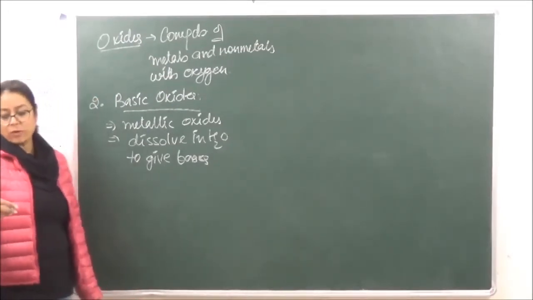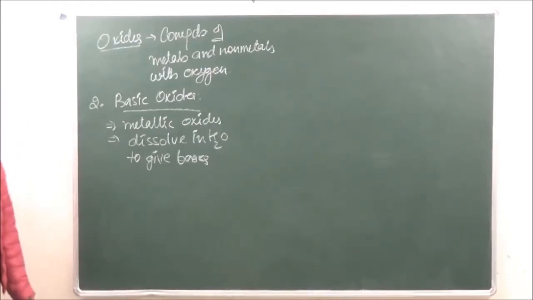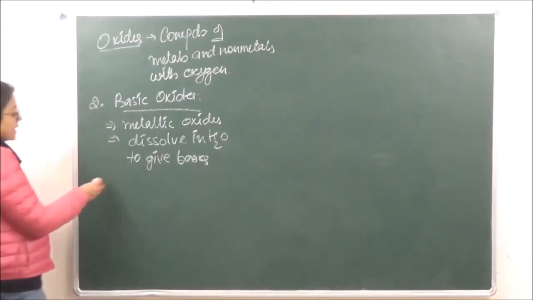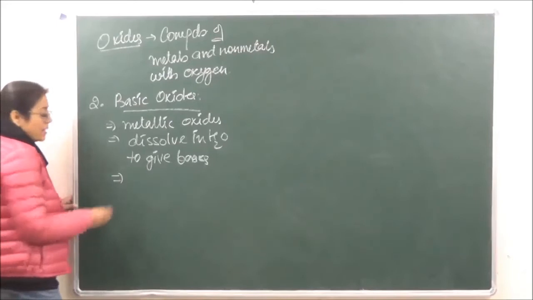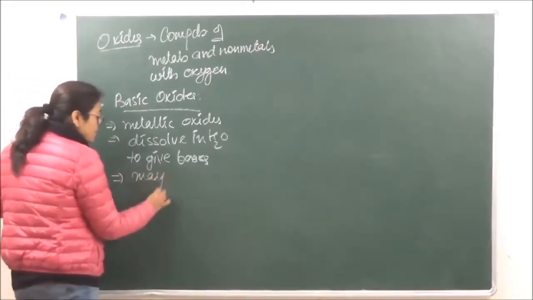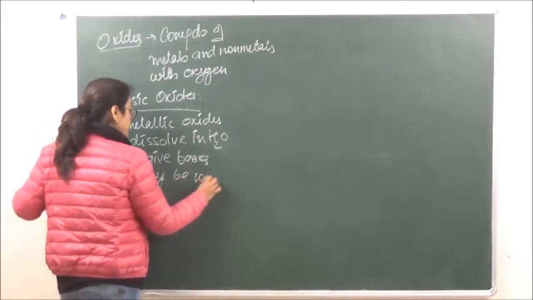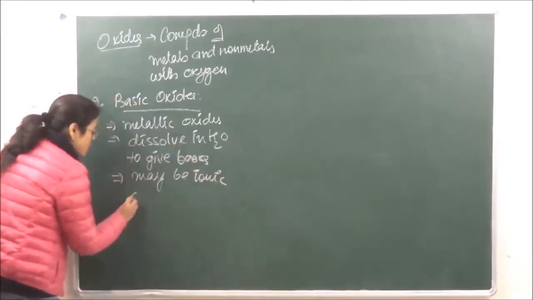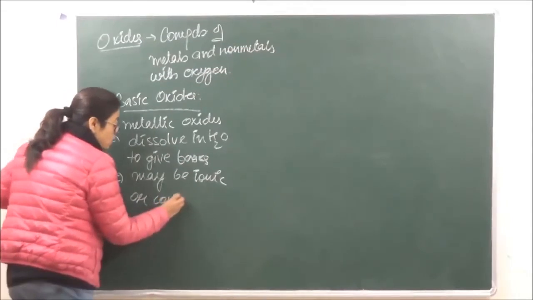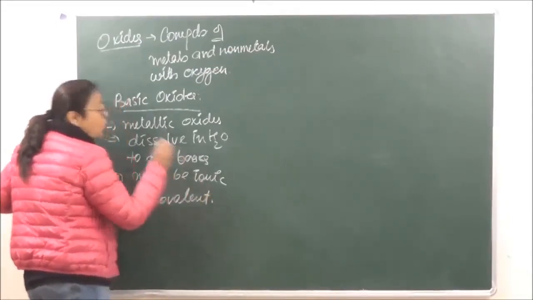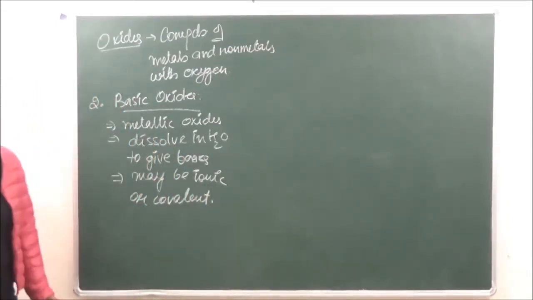So all the alkalis are going to behave as bases. Now these oxides, we are saying that they are formed by metals. Therefore, it is said that predominantly they may be ionic, but some of them are also covalent. They may be ionic or covalent.